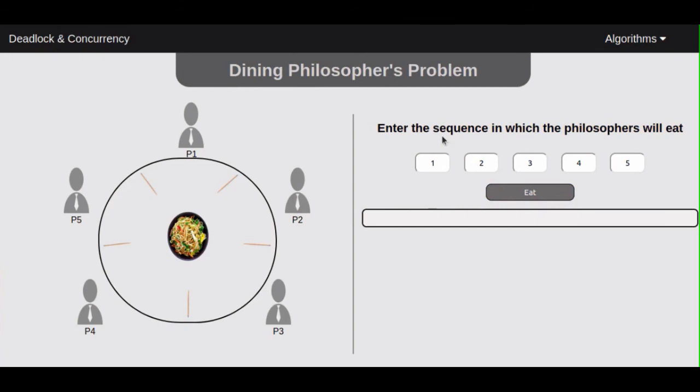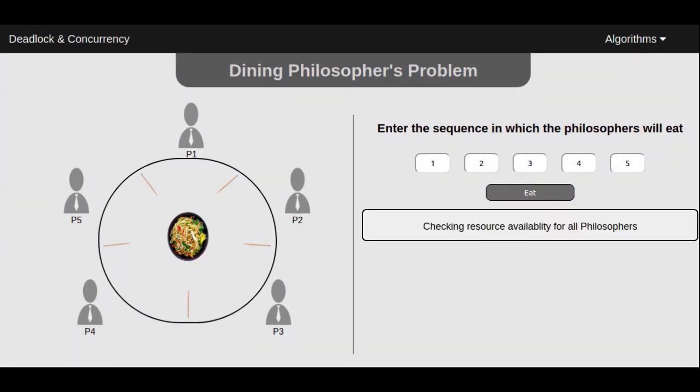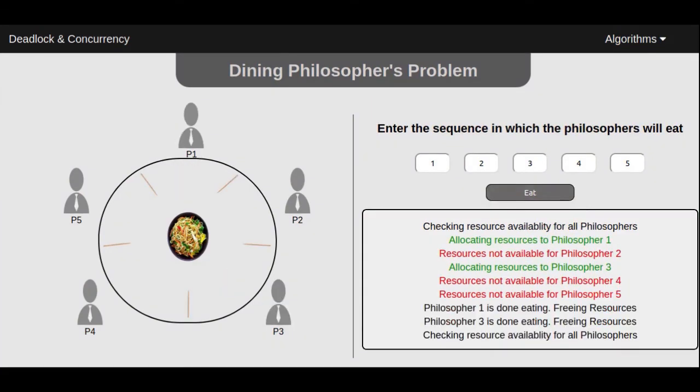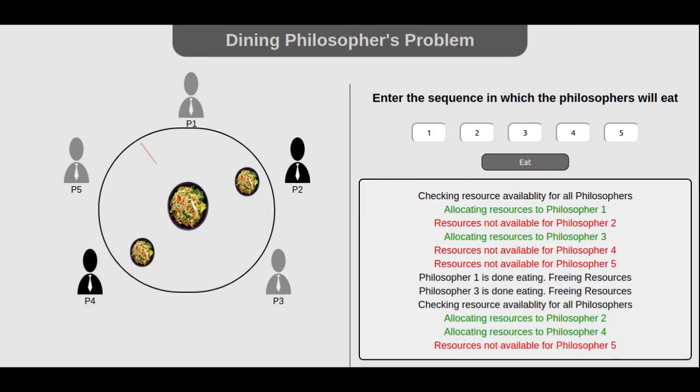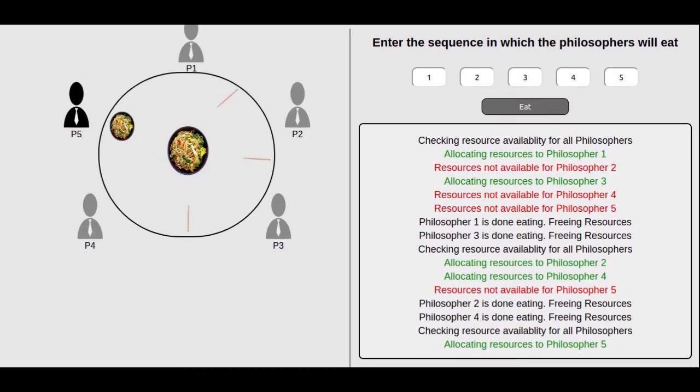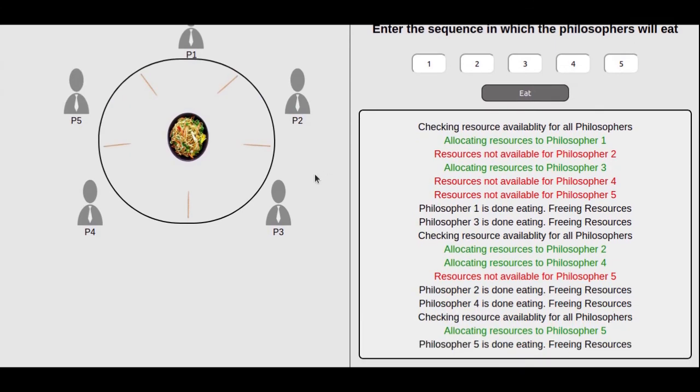In this algorithm, the user will first have to enter the sequence in which the philosophers will eat and click on the eat button. The algorithm checks the availability of resources for all the philosophers in the order provided and then allocates the resources to the philosophers for which both the left and right resources are readily available in the given sequence. Once philosophers are done eating, they will free up the allocated resources and the algorithm again executes the entire process until all philosophers are done eating.